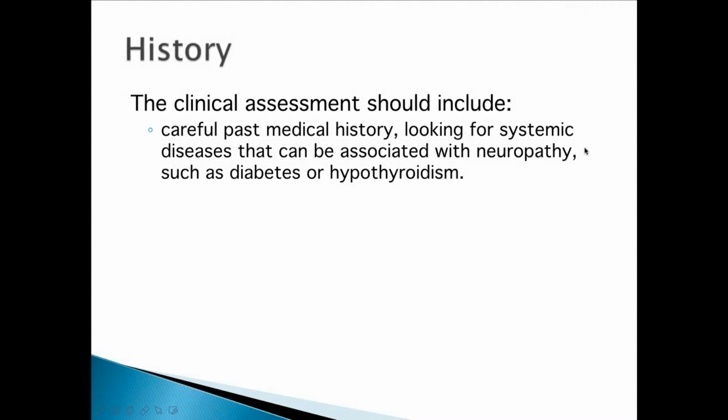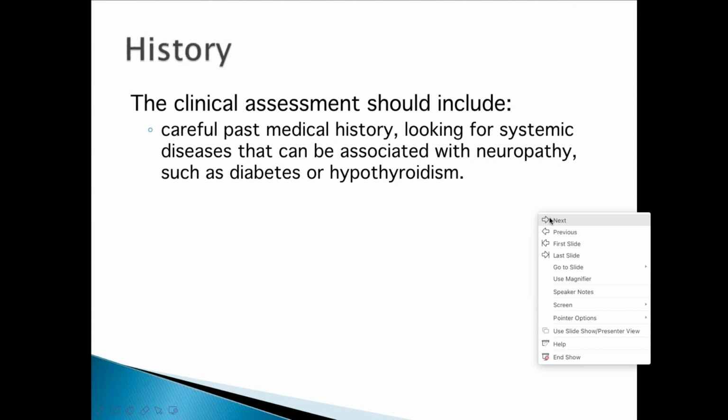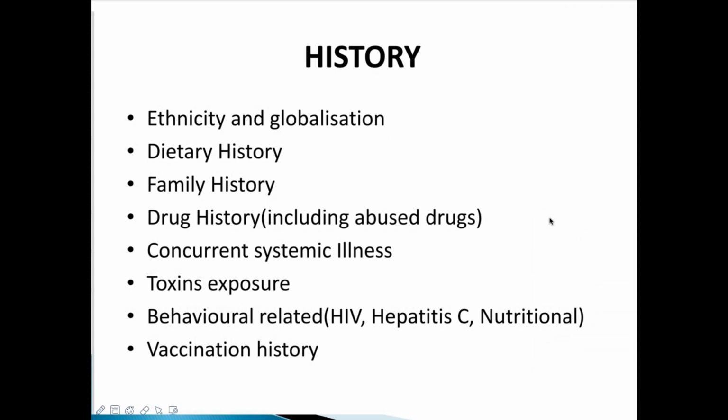Now the clinical assessment should include care for past medical history: what medicines he has taken, what diseases he has had, and diseases which are associated with neuropathy. I am repeating the same thing maybe 10 times, but I think it should stay in your brains so that you remember these things when facing a case.